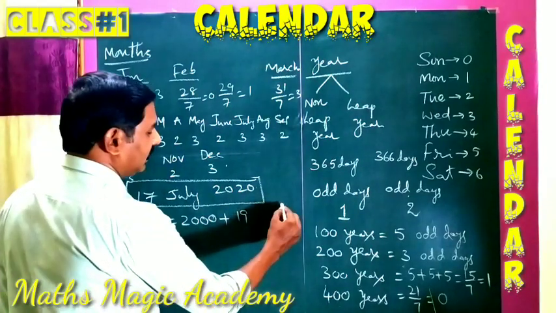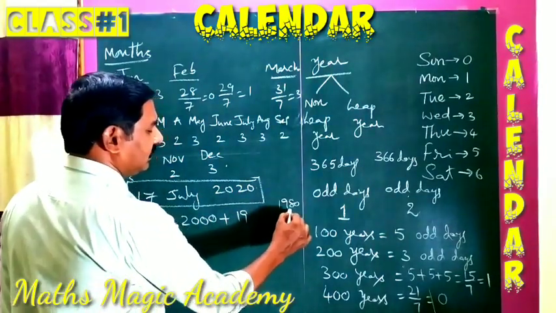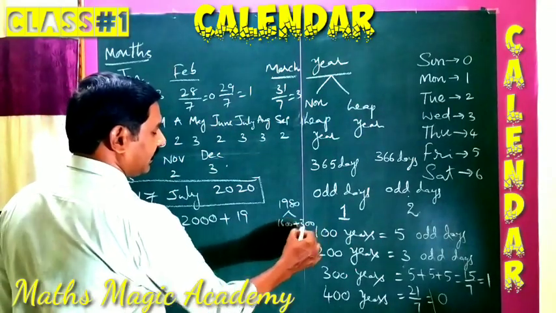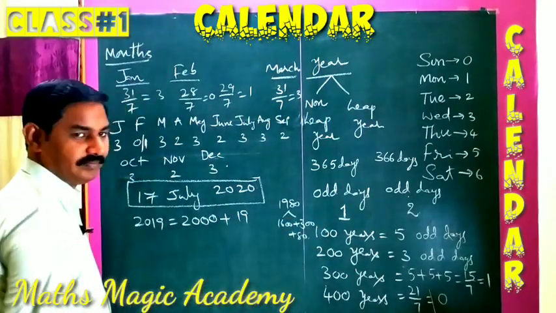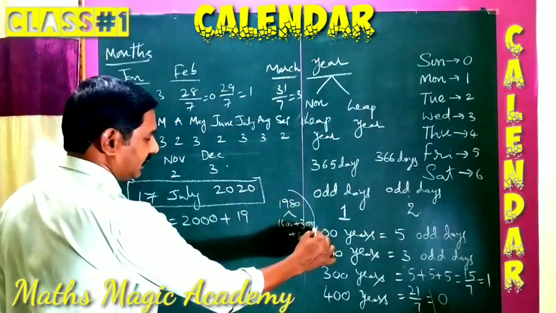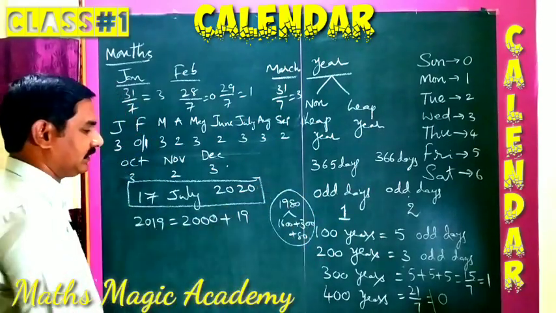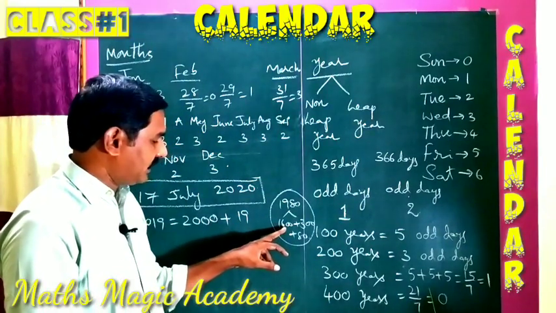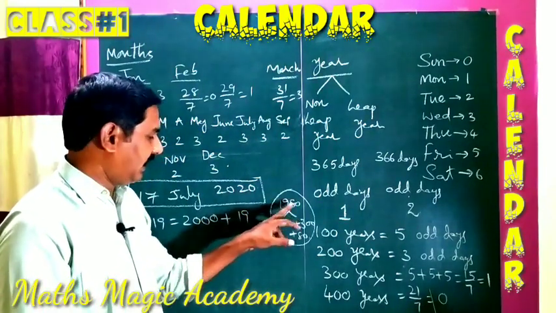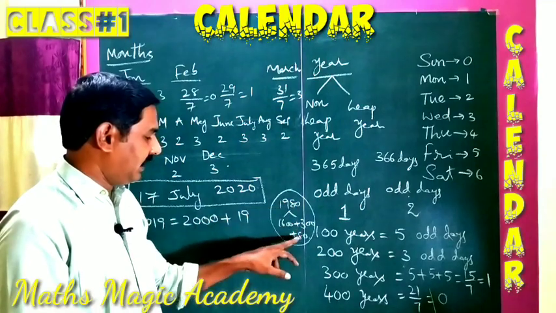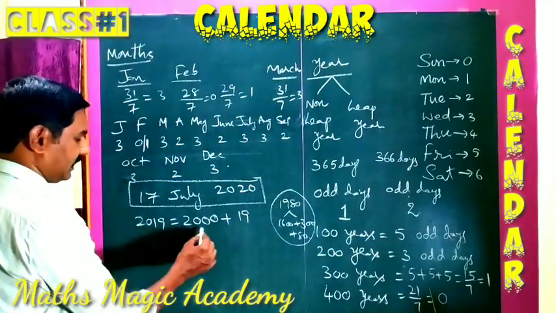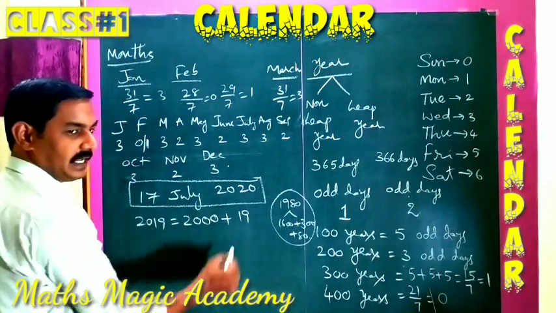If it is like 1980, you have to write 1600 plus 300 plus 80. 1600 plus 300 plus 80. Like this. If it is 1900, the 4 multiples of 100 years will be 1600 and remaining will be 300 and it becomes 80. Like that here also 2019 becomes 2000 plus 19.